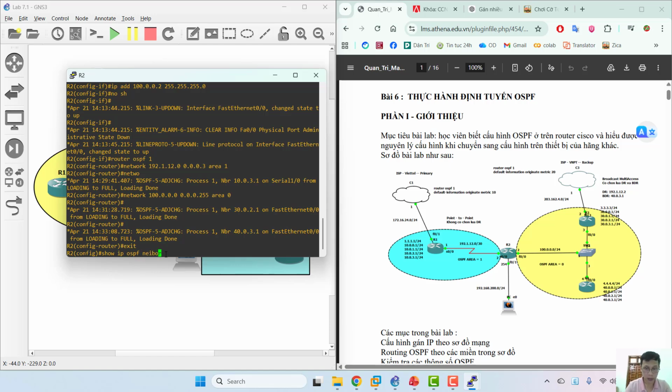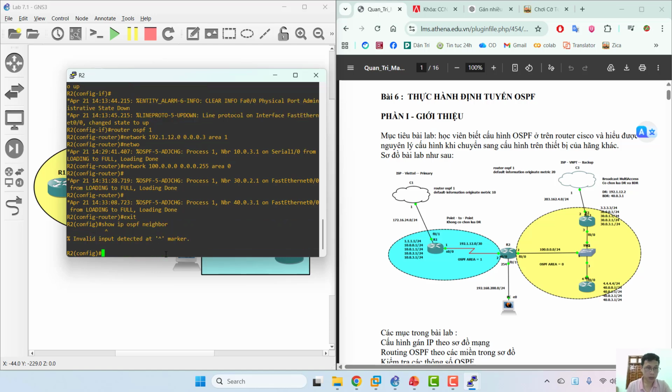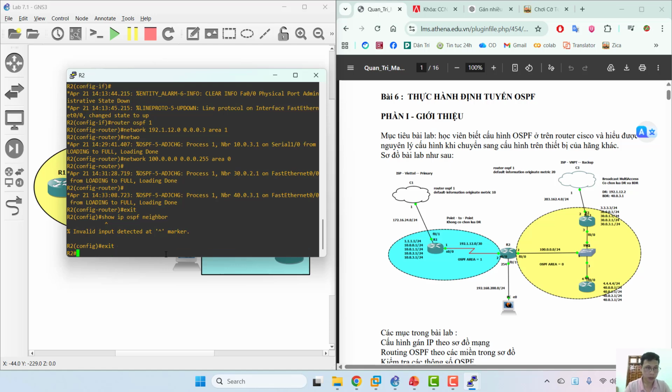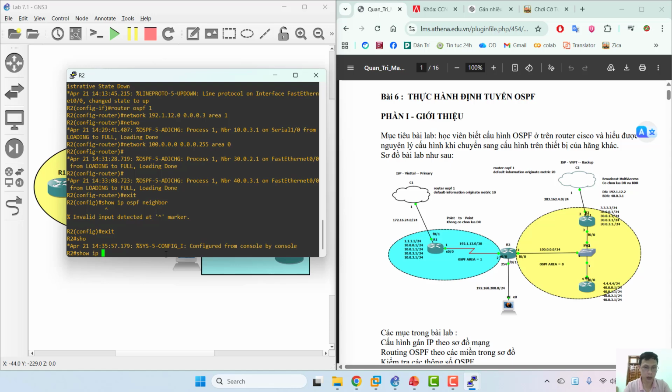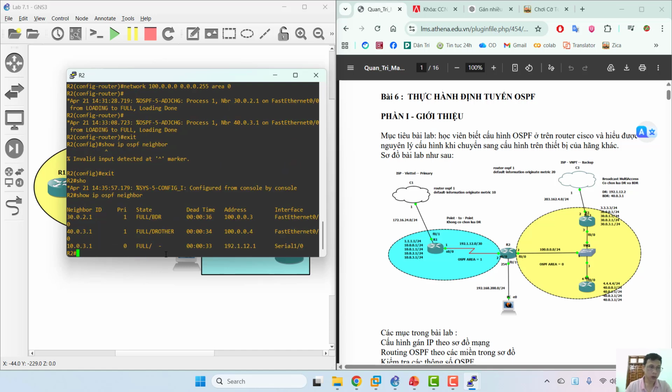I search one more time. So show ip ospf neighbor. Okay, so we can see here that we have neighbors with 3 routers: router number 3, number 4, and router number 1.